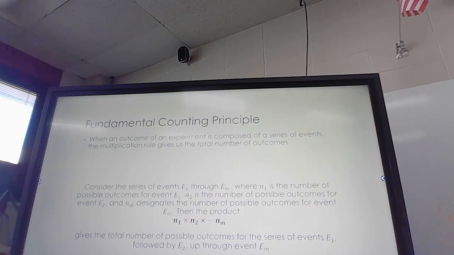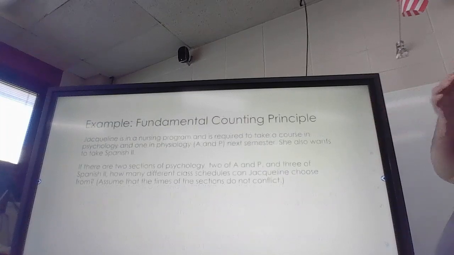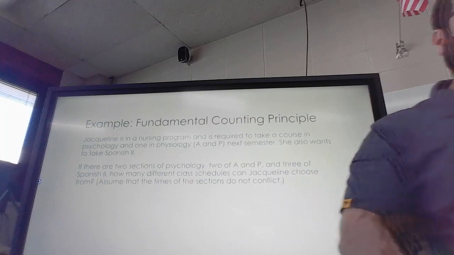Consider the series of events E1 through EM, where N1 is the number of possible outcomes of the event E1, N2 is the number of possible outcomes for E2, and so on, up to NM, designating the number of possible outcomes for event EM. Then if I multiply all of those numbers of possible outcomes together, N1 times N2, all the way up to times NM, it gives us the total number of possible outcomes for that series of events from E1 all the way up to EM. It's a complicated definition, and it's a lot easier to explain using an example.